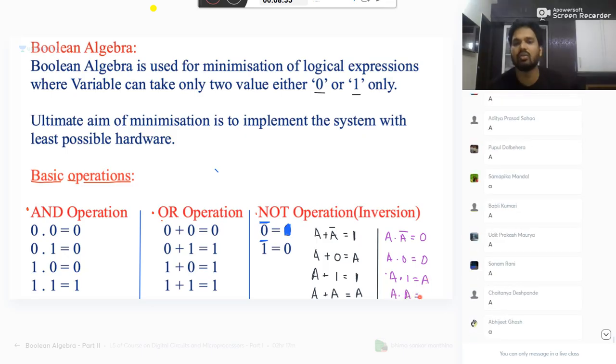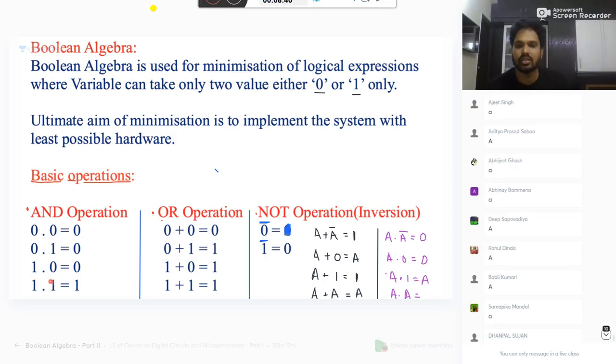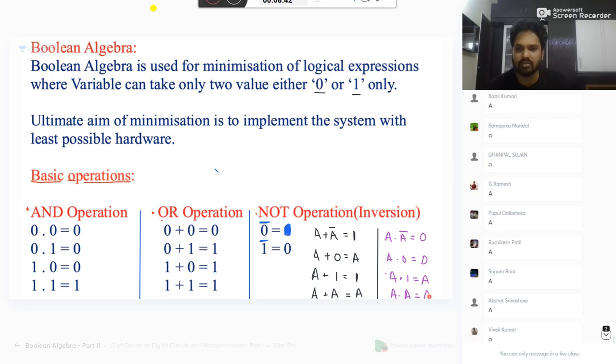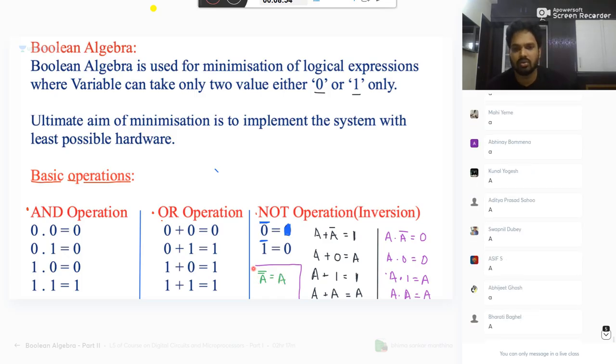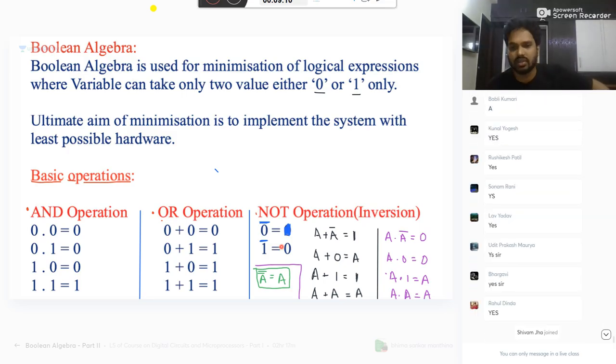A into A. What is A into A? Don't say A square. 0 into 0 is 0, 1 into 1 is 1. So A into A is nothing but A. Similarly, one more thing. A bar whole bar is nothing but A. What is A bar whole bar? It is equal to A, because A is 0, bar is 1, 1 bar is again 0. So is it clear up to this? These are very basic conditions. Okay, so let me use them and go to the next level.